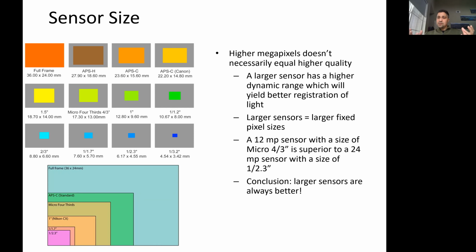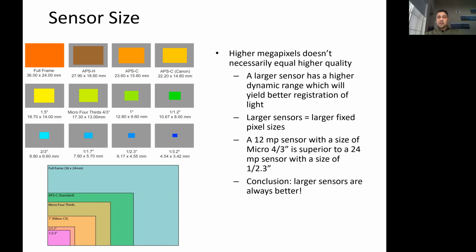So larger sensors, I'm talking physical size. The larger the sensor is on the camera itself, you're talking about larger fixed pixel sizes. So like a 20 megapixel camera here versus a 20 megapixel camera here, and I'm just using this as an example. One is going to have a very, very small sensor, even though it has 20 megapixels. One is going to have a much larger sensor, and this is a comparison. But this larger sensor is going to yield much higher quality pictures.